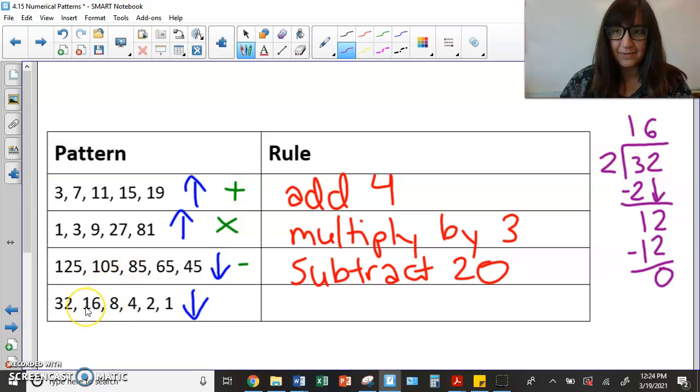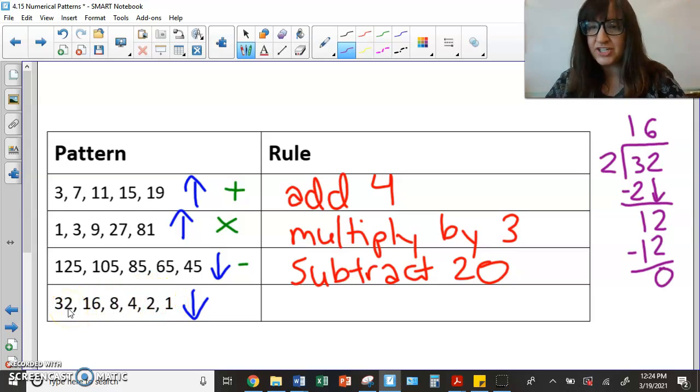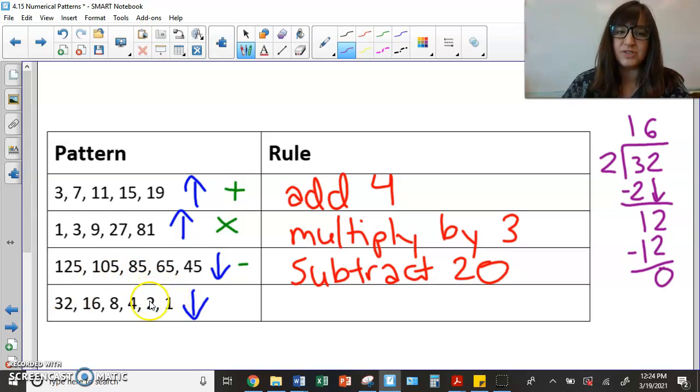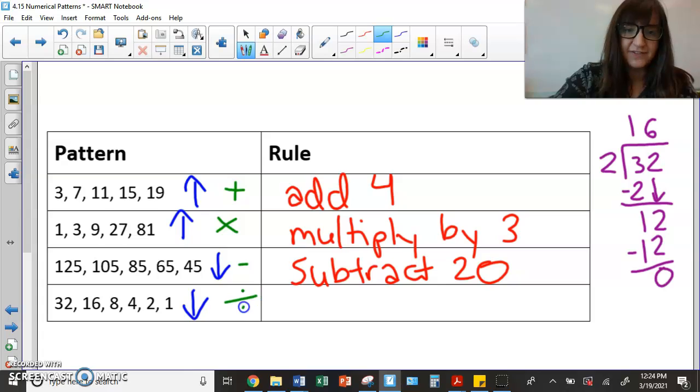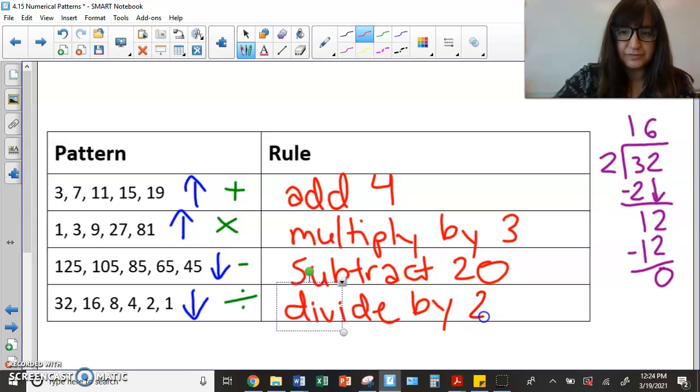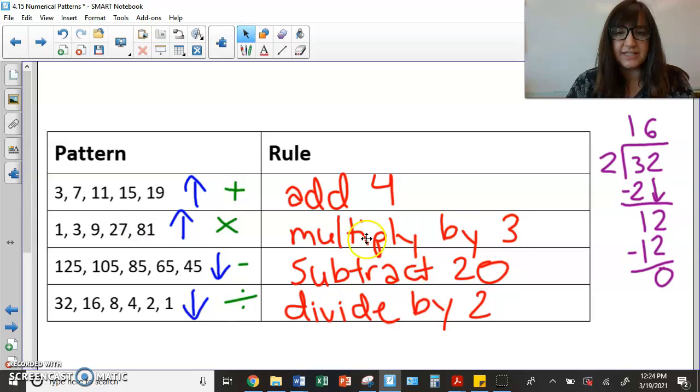And if I take 16 divided by 2, I get 8. And if I do 8 divided by 2, I get 4. Okay? You can check this by going the opposite way, and the opposite of division is multiplication. So I know that 1 times 2 is 2, 2 times 2 is 4, 4 times 2 is 8, 8 times 2 is 16, and 16 times 2 is 32, which means going the opposite way, it's dividing by that number. So this pattern is a division pattern, and specifically the rule is divide by 2.